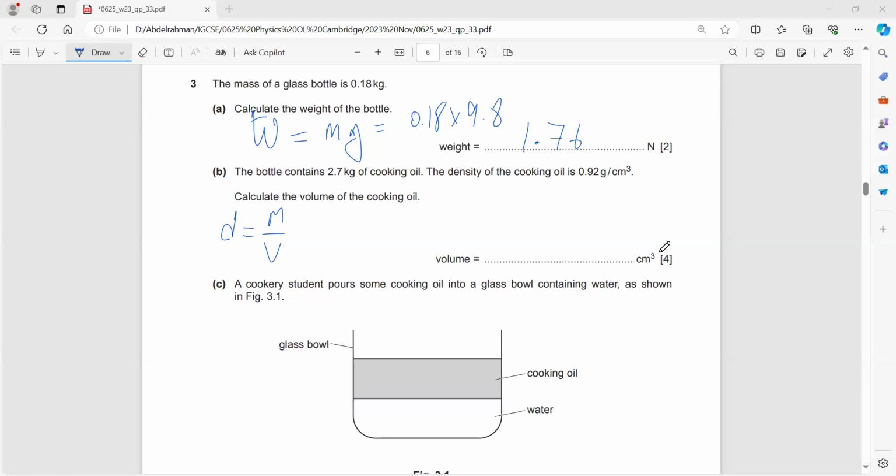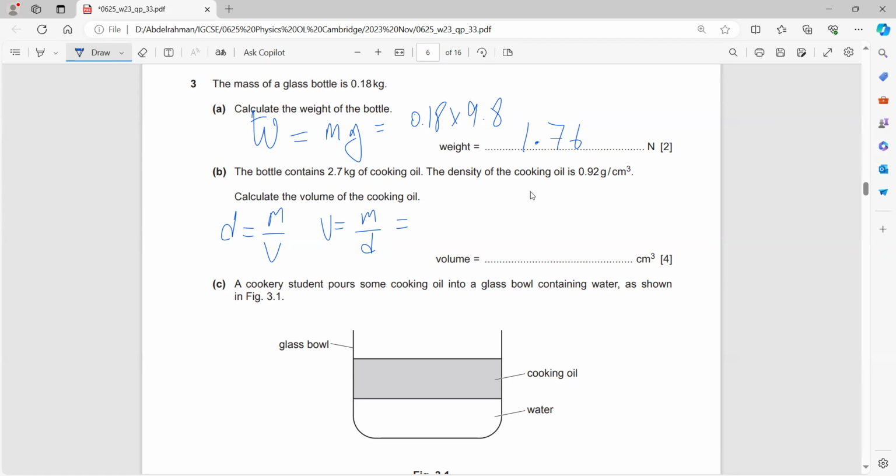Tell me, the volume equals mass over density. Volume equals mass over density. Okay. Then what should I do? 2.7 over 0.92 will give us 2.93. Okay. Sadly, that is a wrong answer.